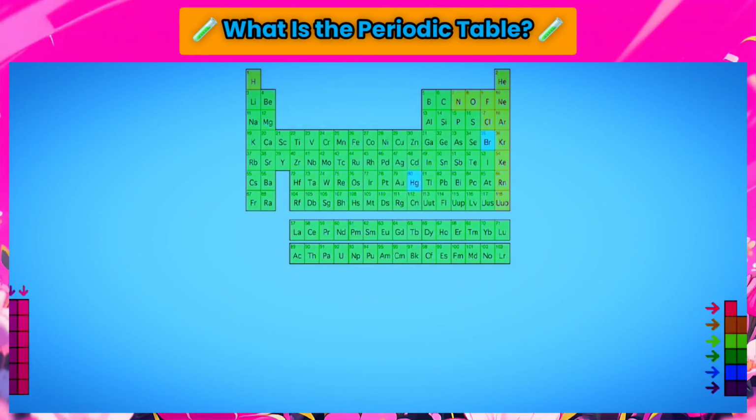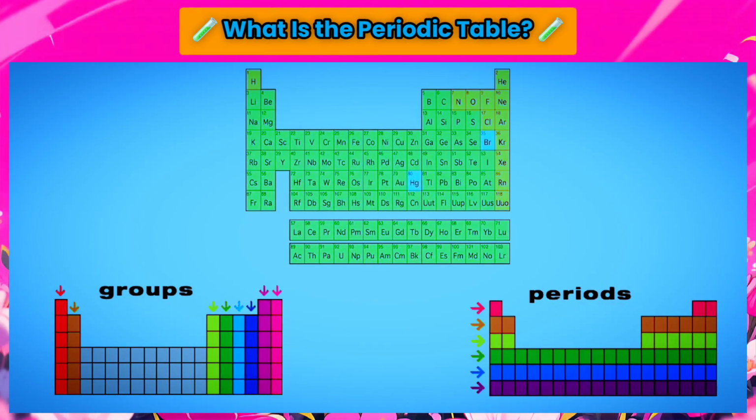The word periodic refers to something that occurs repeatedly in a regular pattern. This is exactly what a periodic table shows, with recurring trends in the properties of elements across periods and groups.